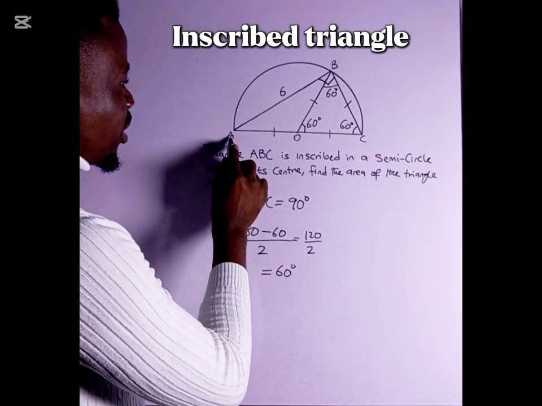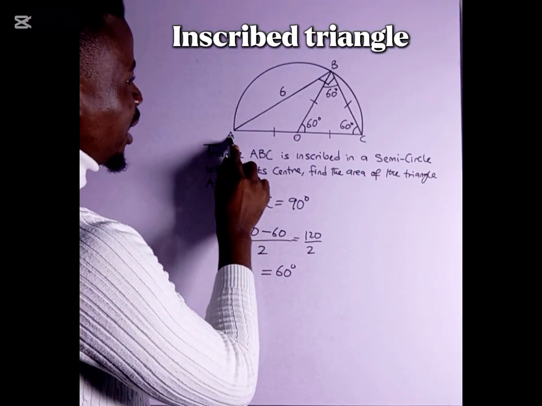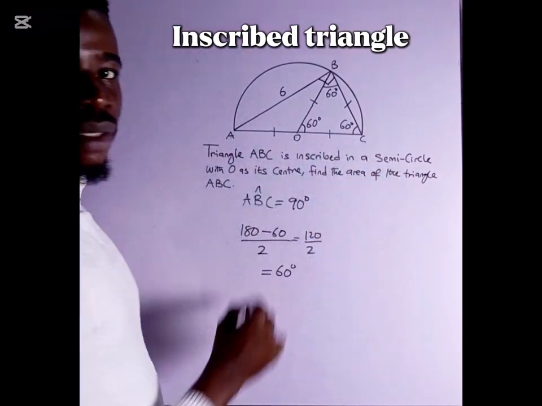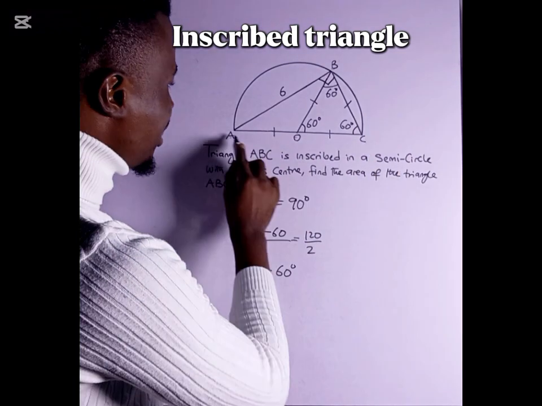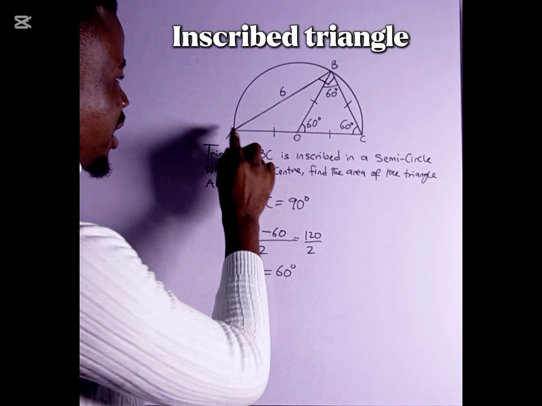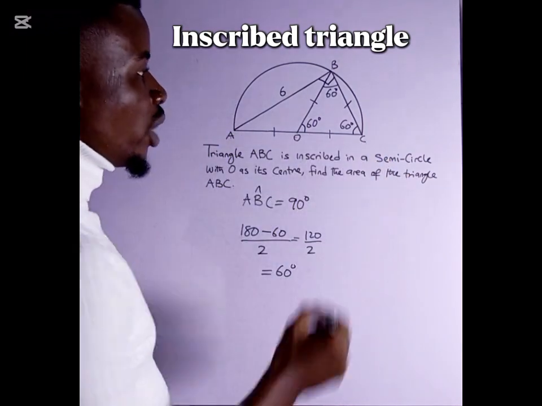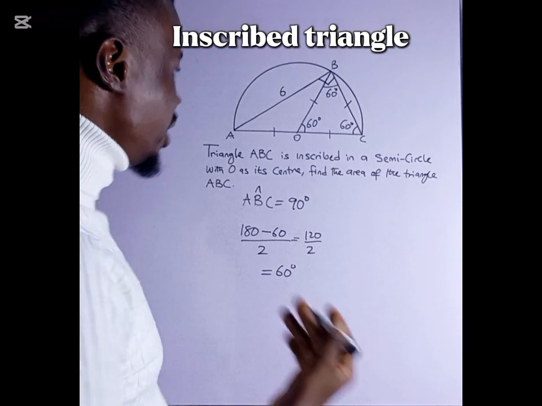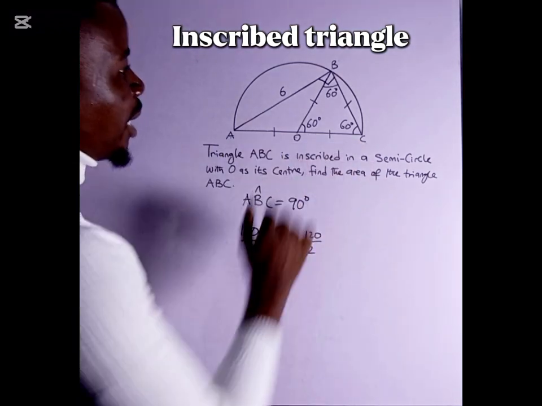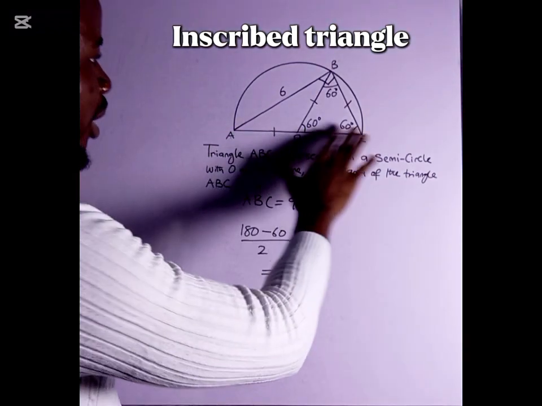Can we calculate the length of this line AC? That's the diameter of the circle. Now, AC is the diameter of the circle because it is a semicircle. The line that divides a circle into 2 equal halves, for you to get a semicircle, is a diameter. So line AC is a diameter. Now, how can we calculate this?